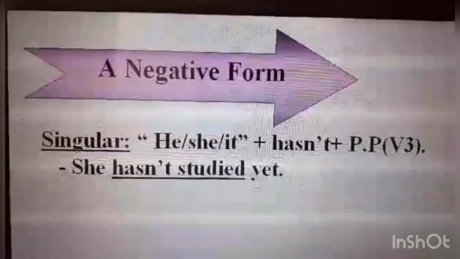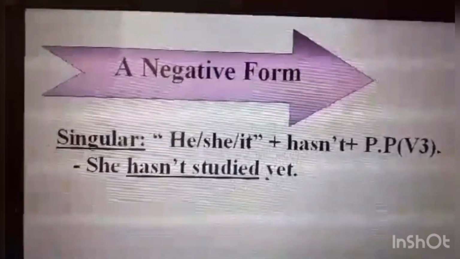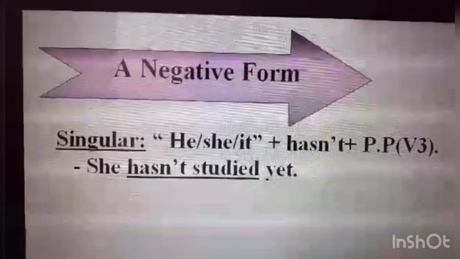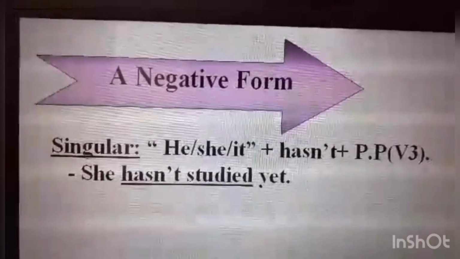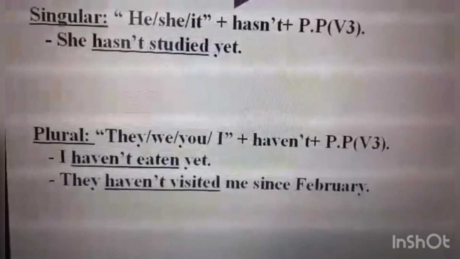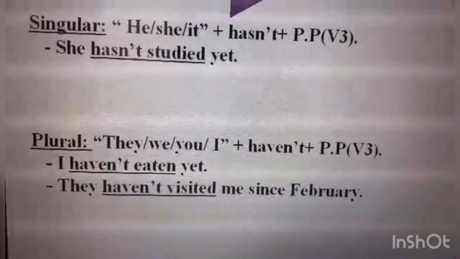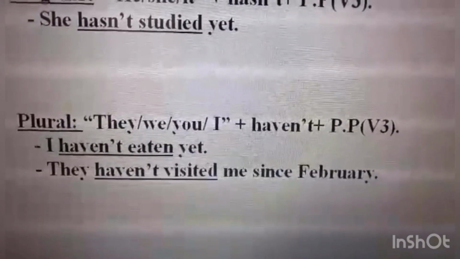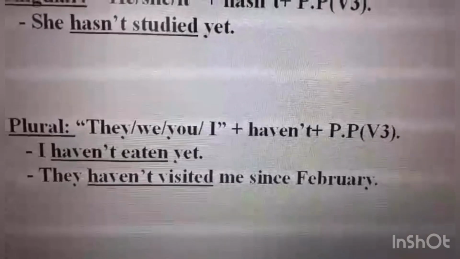You can use yet for negative sentences and for questions, and you can't use yet for affirmative sentences. So yet is for negative and for questions. And the second thing, for the plural case. For plural pronouns and plural nouns, you should negate the verb in the present perfect by haven't and the past participle.